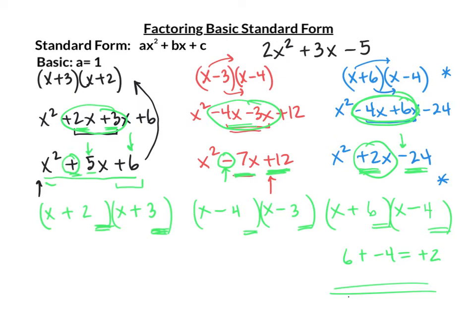One more time. You're looking for two numbers that multiply to the last number, in this case multiply to 6, but they add to the middle because you're always adding those two numbers to make the middle.